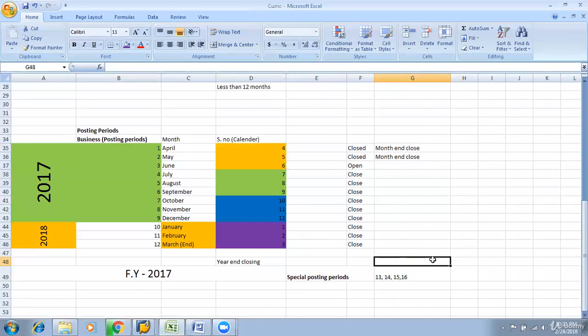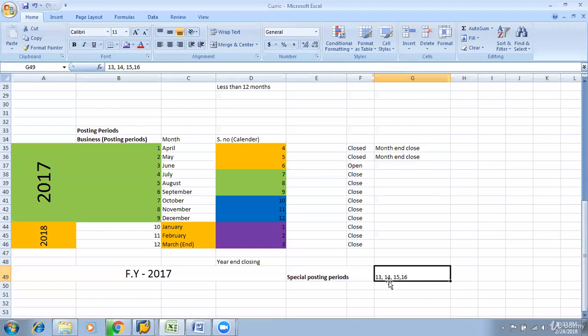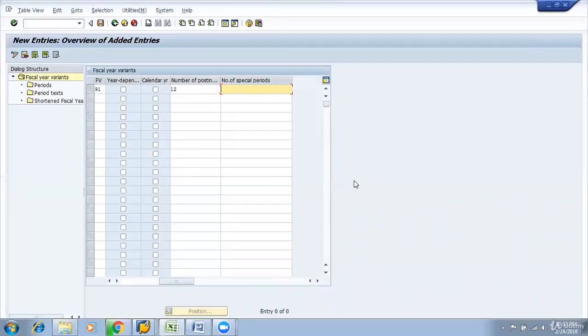Okay, this is my question. I shall answer your question in a few minutes. Just wait for it. Coming back to my SAP screen, what was the requirement? The system asks me what the number of special posting periods is. How many special posting periods? 1, 2, 3, 4. Let's enter 4 here.